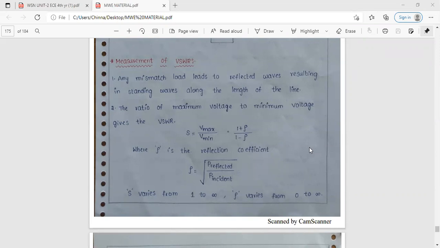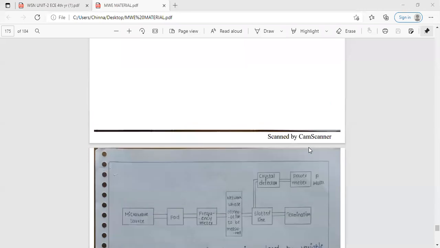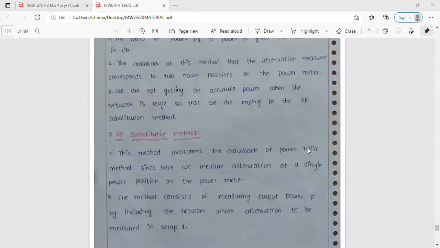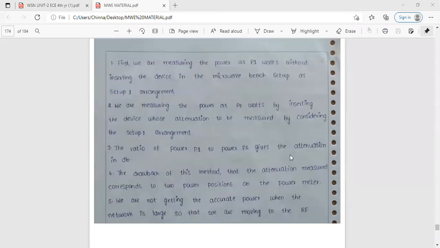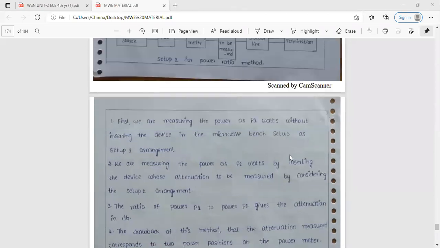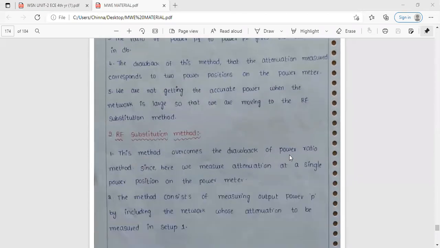Measurement of VSWR. Yesterday in class we discussed the microwave bench setup, and also the measurement of power, and how it is described in the bolometer. We also discussed the frequency meter and the attenuation. In this, we discussed two methods. One is the RF substitution method, and another is the power ratio method. To overcome the power ratio method, the RF substitution method will be used. This is the major representation of the RF substitution method.